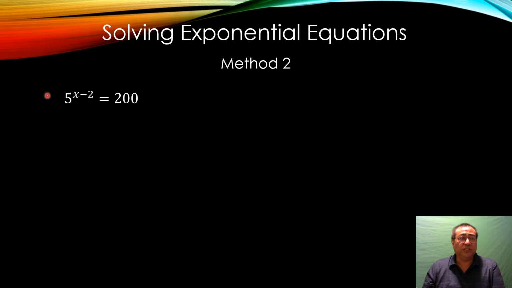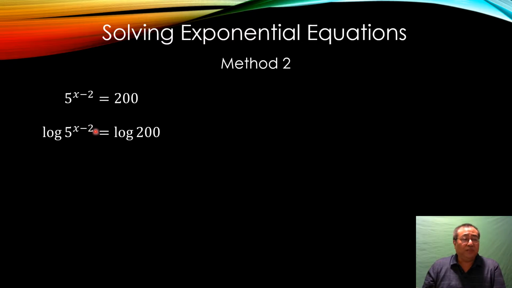Method 2. This is the more reliable method, reliable in the sense that you can do it all the time. Here we have 5 to the x minus 2, and we have this 200. 200 cannot be written as an exponent of 5. So what we're going to do is take the log of both sides.